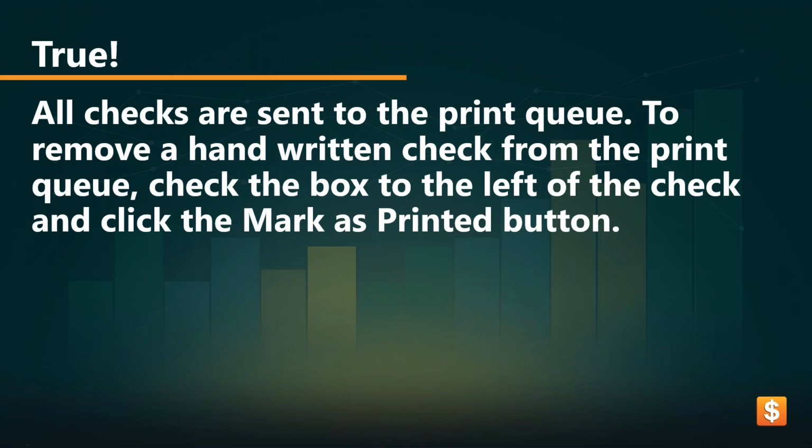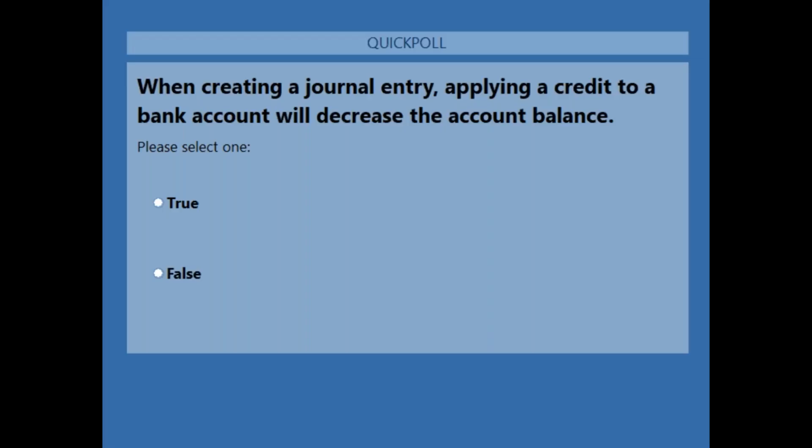All checks are sent to the print queue. To remove a handwritten check from the print queue, check the box to the left of the check and click the mark as printed button. So all checks are going to show up and you'll just mark those as printed. So that's question number one. Question number two.